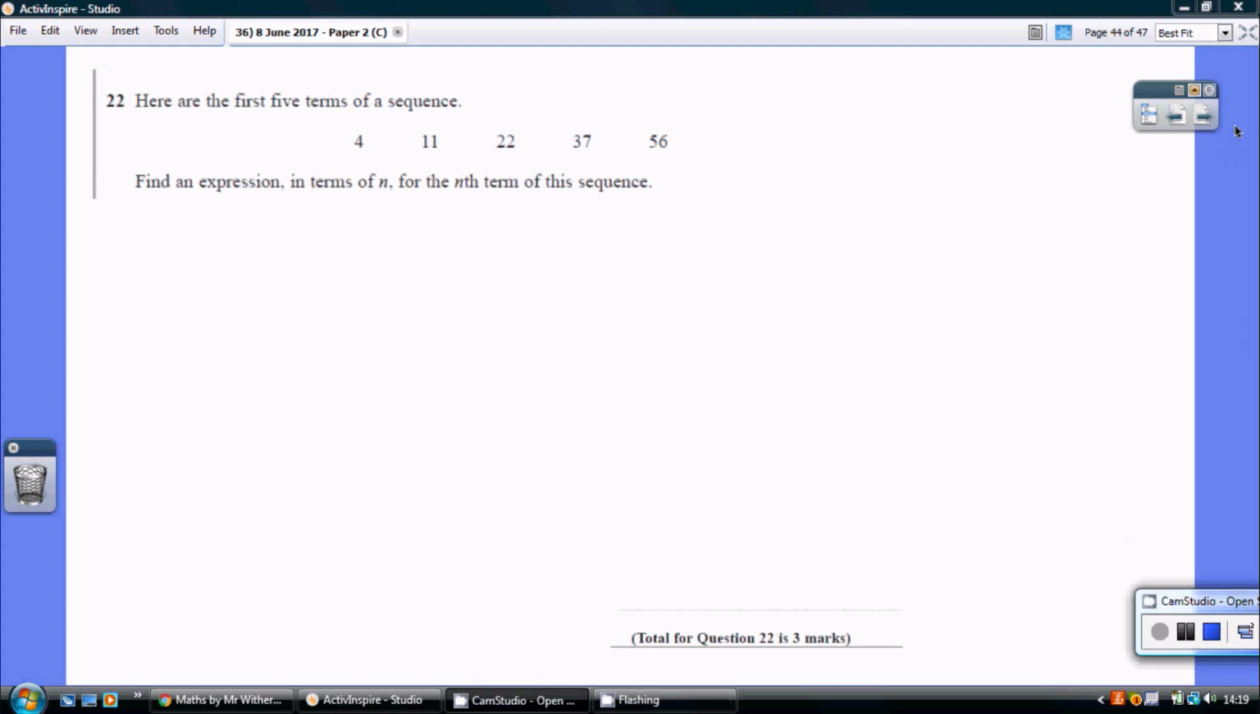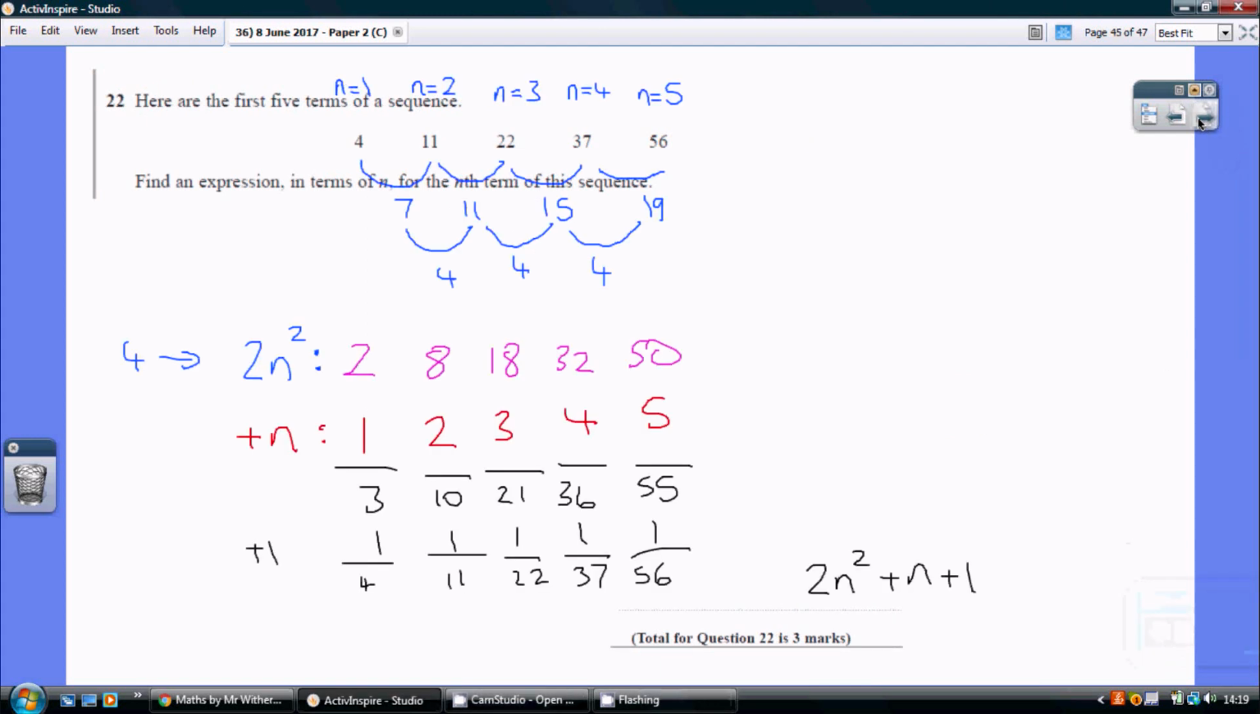Question 22. So you start off just by working out what the first differences are, which are 7, 11, 15 and 19. So the jump from 4 to 11 is 7, 11 to 22 is 11, and so on. Now if you then take the second difference, which is the difference between 7 and 11, 11 and 15, 15 and 19, you can see that they're consistently 4.